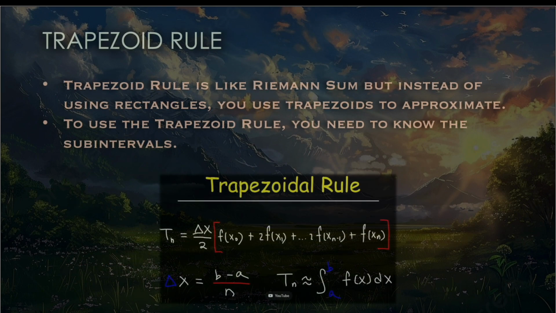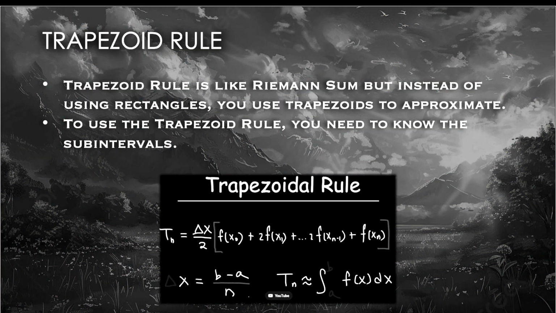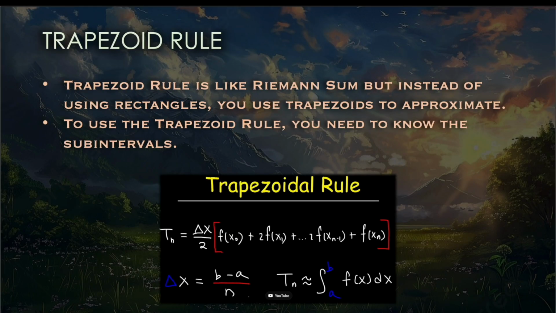Calc. Trapezoid rule is basically like Riemann sum, but instead of using rectangles to approximate, you use trapezoids. To use the trapezoid rule, you need to know how many trapezoids you need to use. Using the formula that we have provided, you can find the approximation using the trapezoid rule.